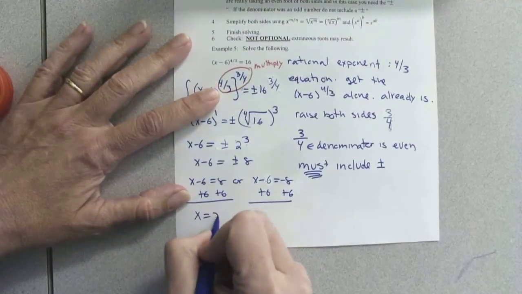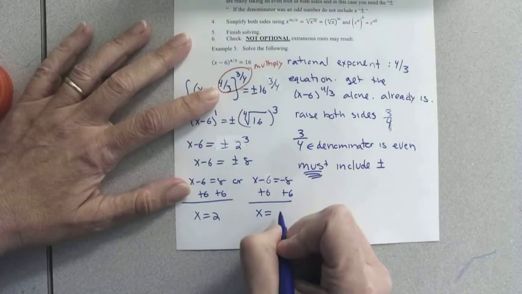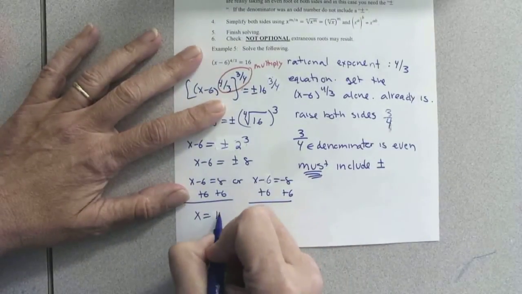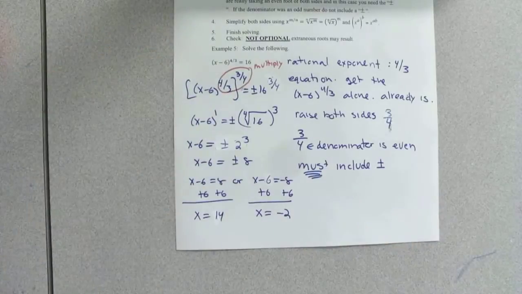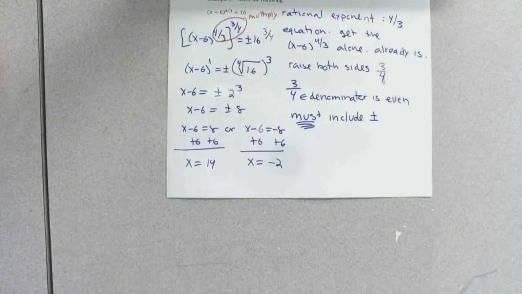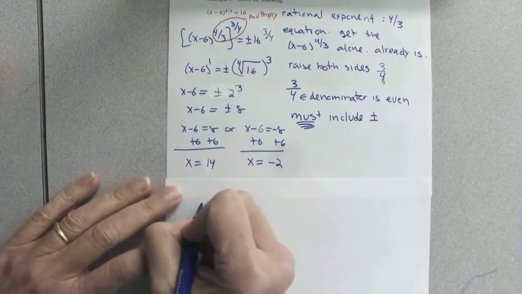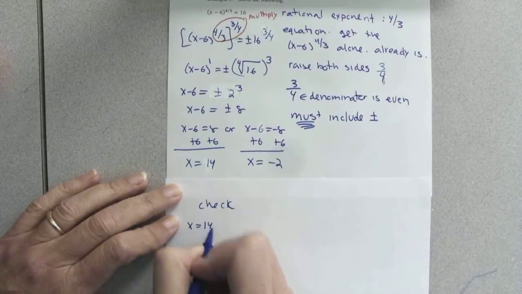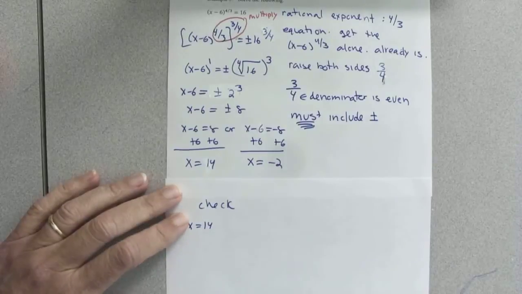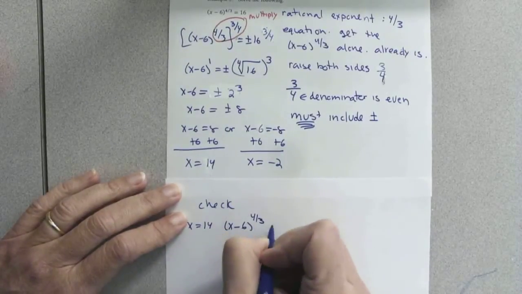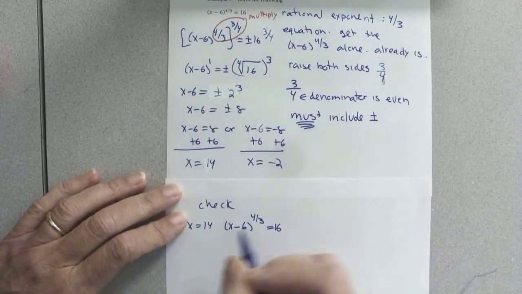And so we get x equals 2. X equals, no, that's not 2. X equals 14. X equals negative 2. But we have to check. And I'm just going to check this the old-fashioned way. I'm just going to plug into the original equation. So x equals 14. We had x minus 6 raised to the 4/3 equals 16.